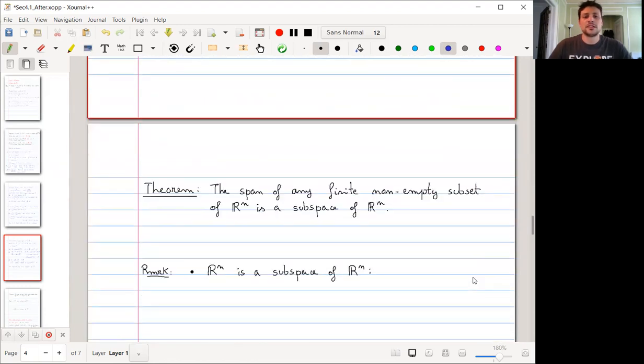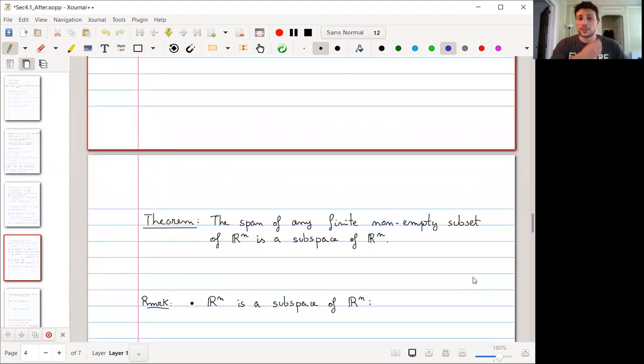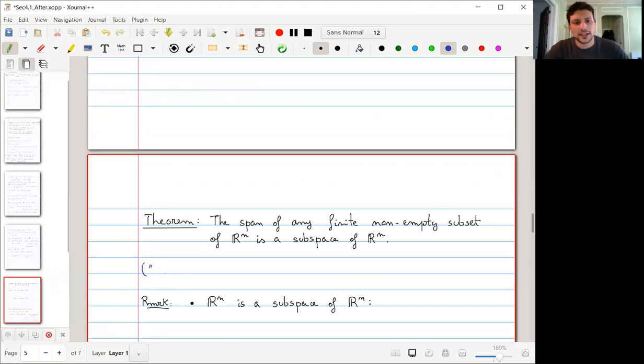In fact, I want to recollect that in the following theorem, which says exactly what we just proved in that example. If I take the span of any finite non-empty set of Rn, then that span is a subspace of Rn. In other words, the words that you want to remember here is that spans are subspaces. The span of any set of vectors is a subspace.